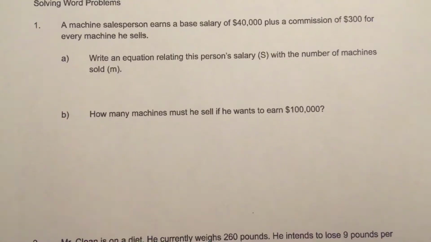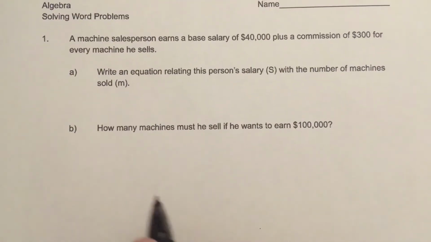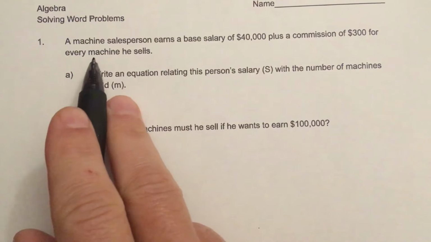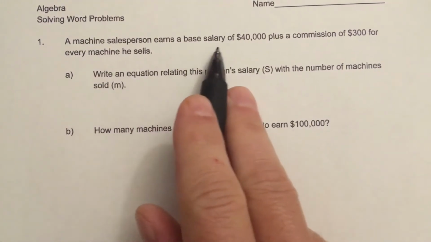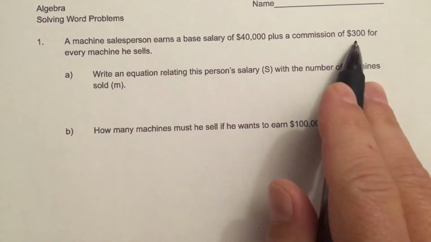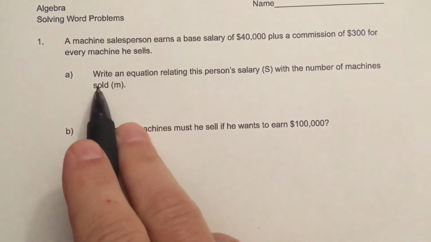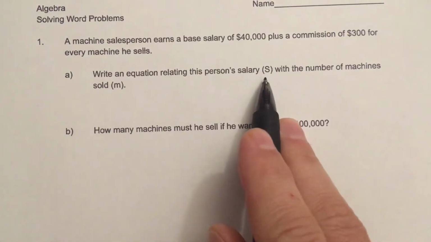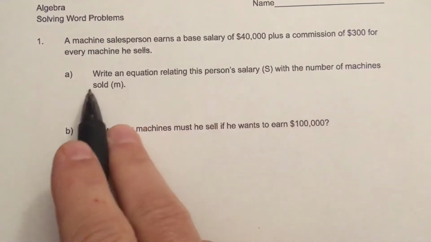All right, we're going to do the solving word problems worksheets here. The first one tells you a machine salesperson earns a base salary of $40,000 plus $300 for every machine he sells. So we want to write an equation for his salary based on the number of machines sold.